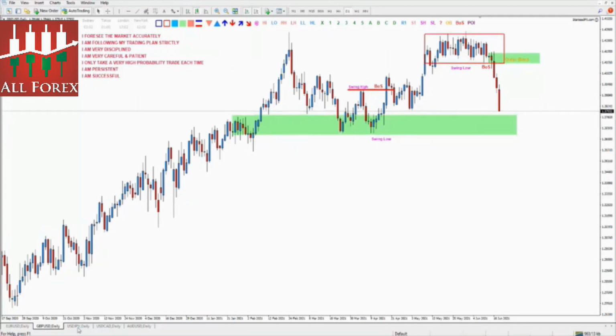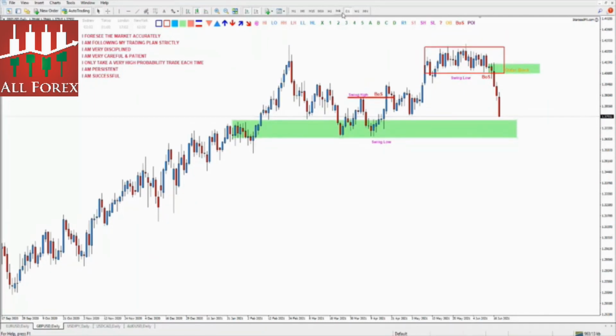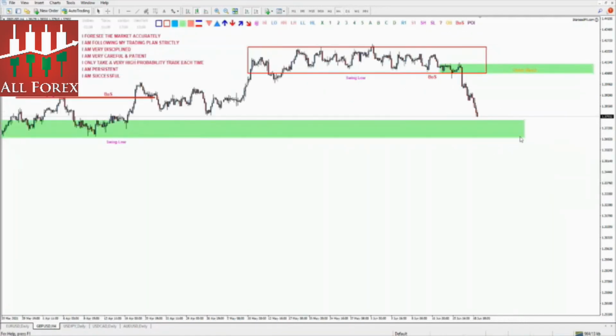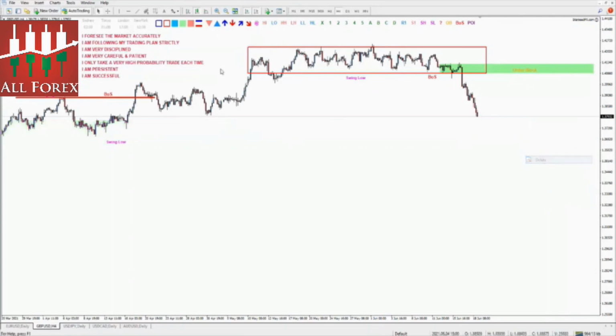Okay, now let's go to H4. Let's see how it looks. Oh yeah, look at that. If I make this really small, take a look. This is on H4. This is the order block, right?